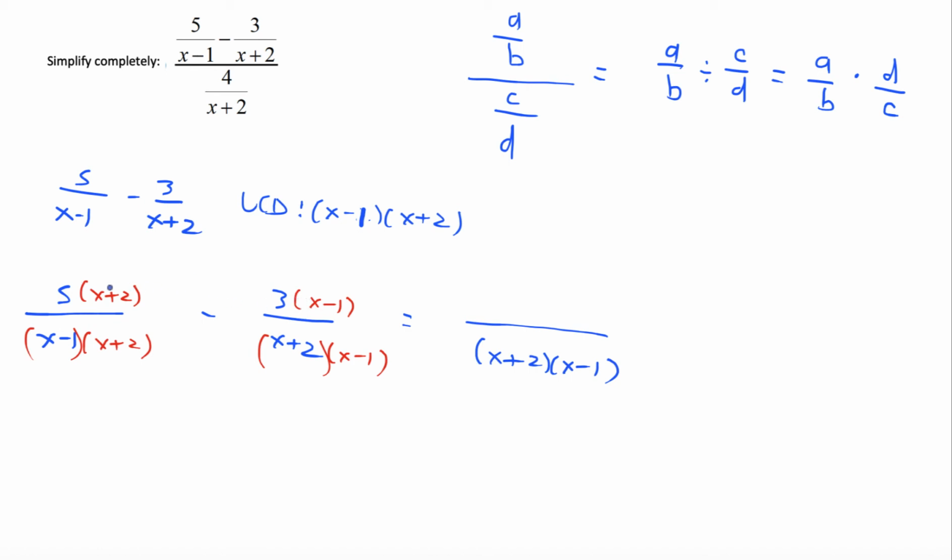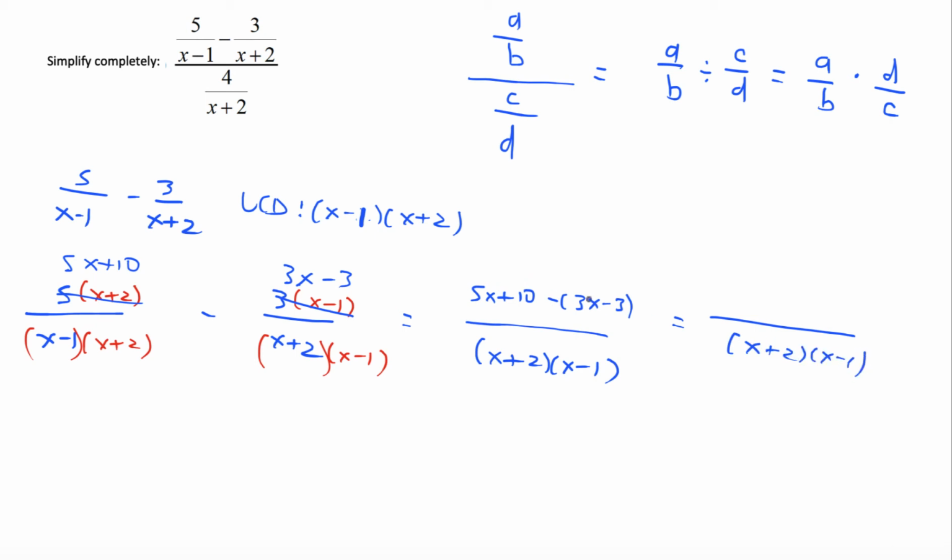Now before we do so, let's just clean it up a little bit, okay? So I'll distribute the 5 here, that becomes 5x plus 10. Right here, this becomes 3x minus 3, but you got to be careful with this minus sign here, right? We get 5x plus 10 minus 3x minus 3, okay? So that becomes, when we combine like terms here, right? 5x minus 3x, which is 2x, and then 10 plus 3, which is 13, okay? Now we're still not done yet though, right? Notice that the numerator here is 2x plus 13 over x plus 2 times x minus 1.